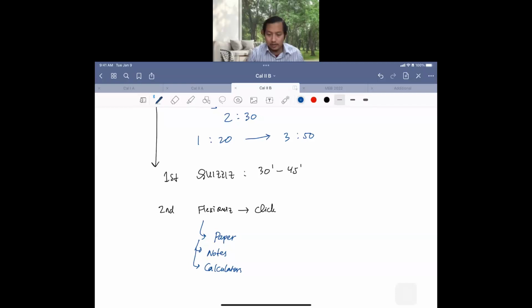So you will be given at least 3 parts, I think, in the Flexi Quiz. Let's say A, B, and C.